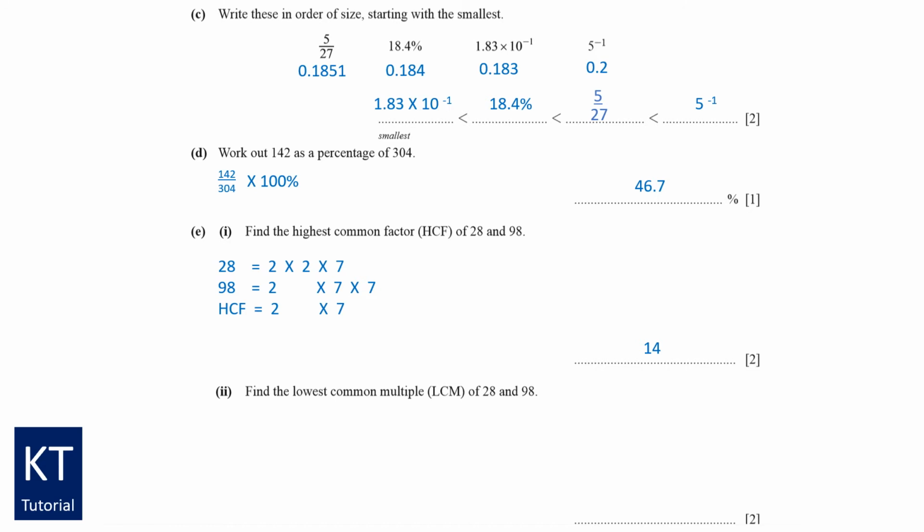Question 2. Find the lowest common multiple of 28 and 98. The initial working is the same. Then you take on non-repeating prime factors to make up the lowest common multiple.